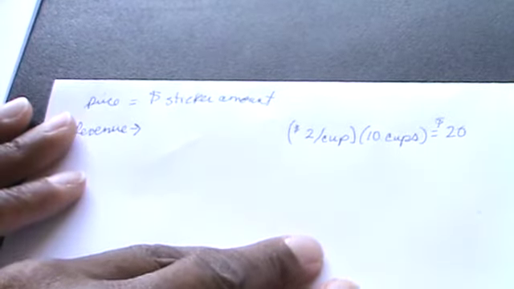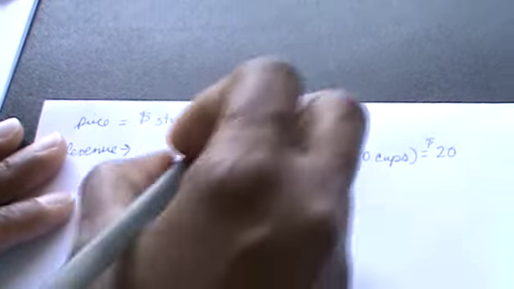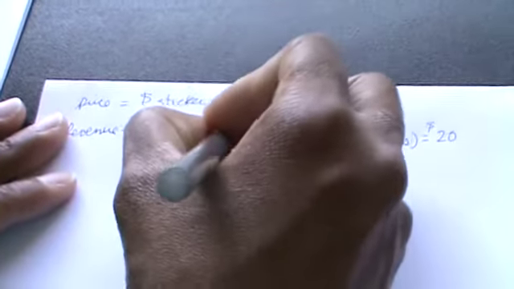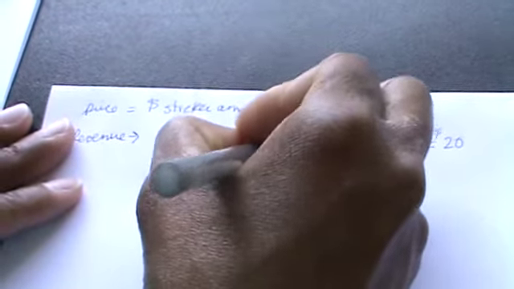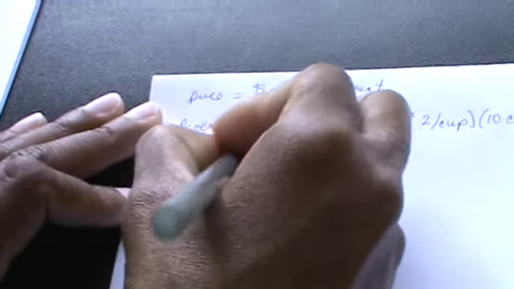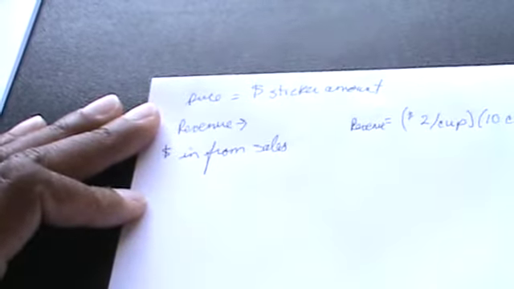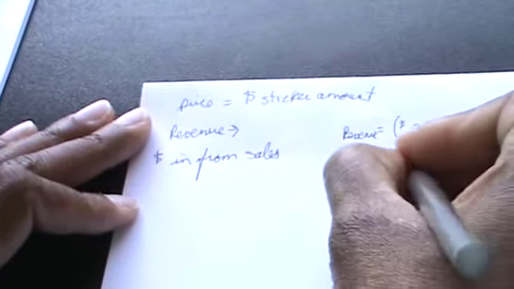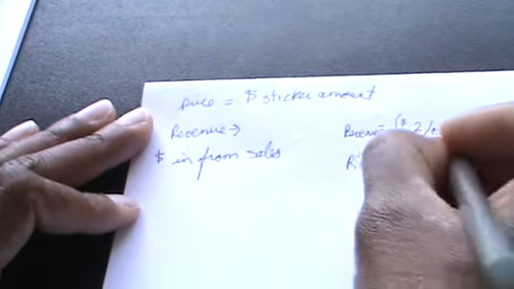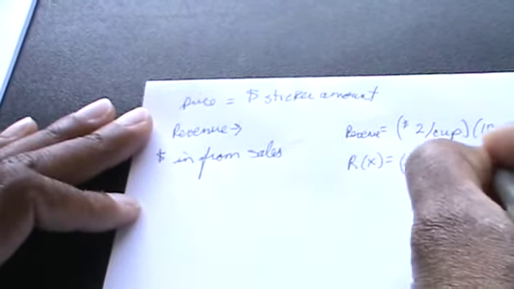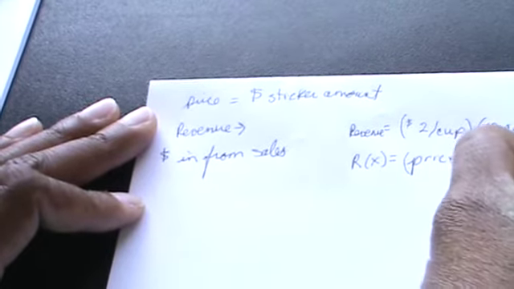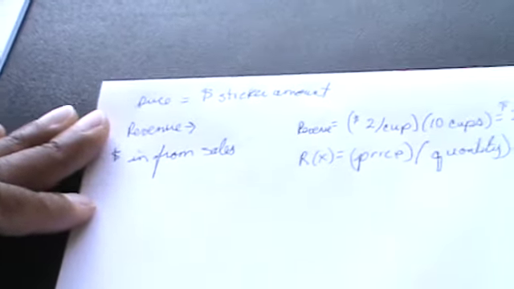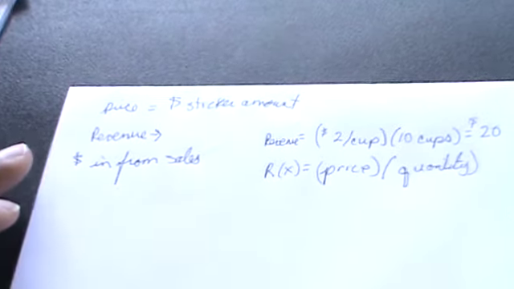Okay? So the question is, how did they get that? So this represents your revenue. This is your revenue. Okay? So your revenue is the money that you bring in from sales. Okay? So how did they get it? So your revenue in general is your selling price times the quantity. Just like that.